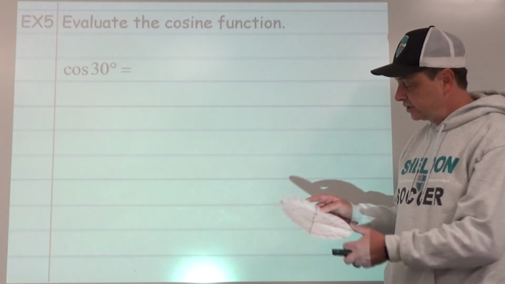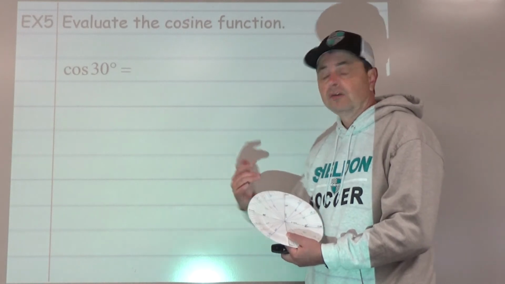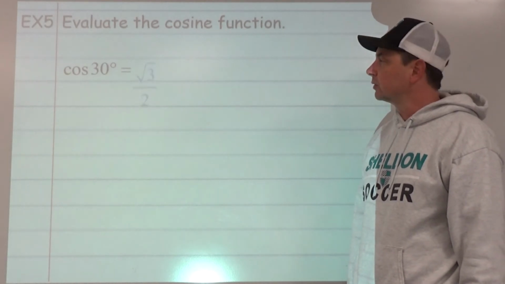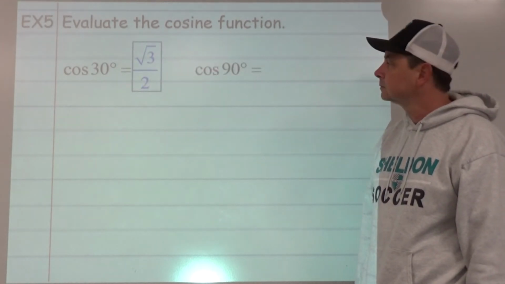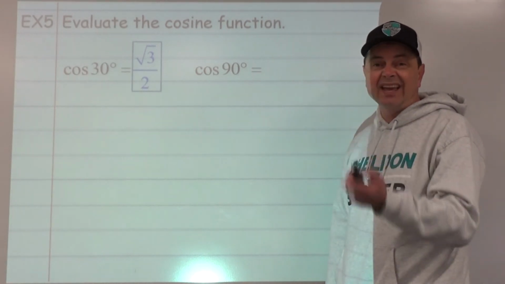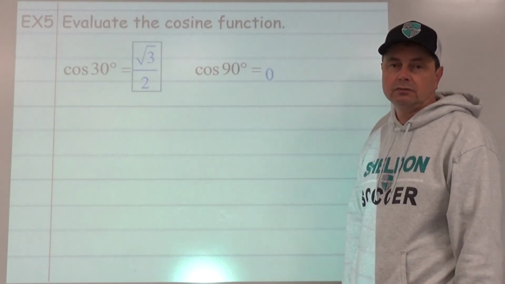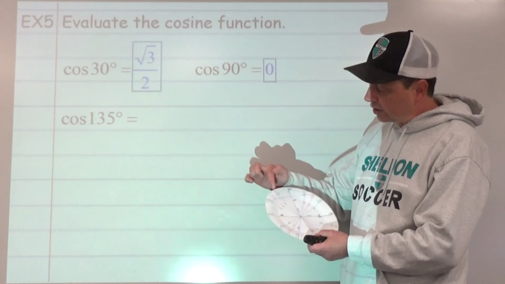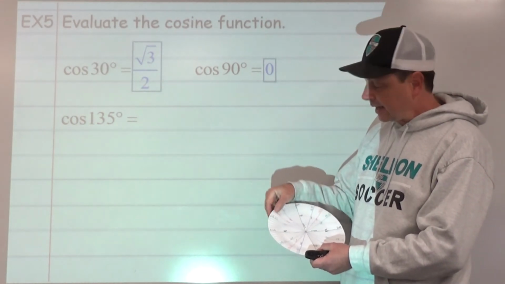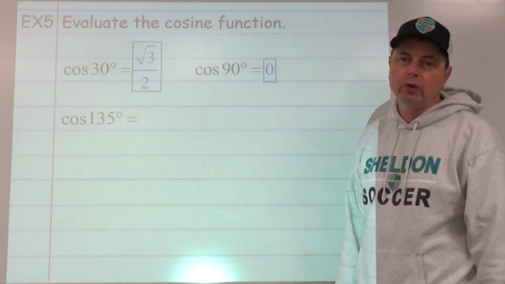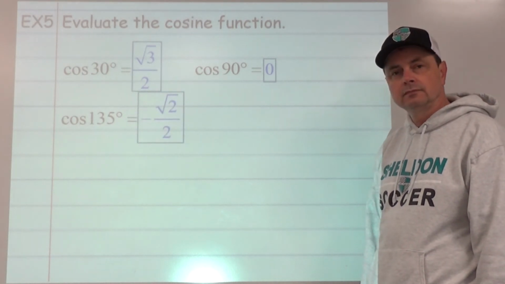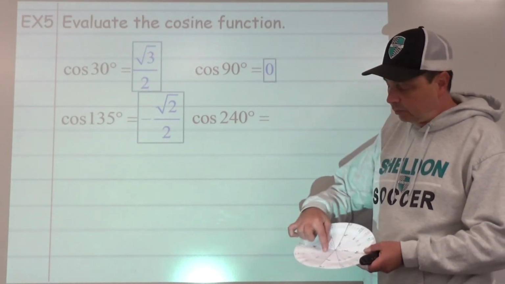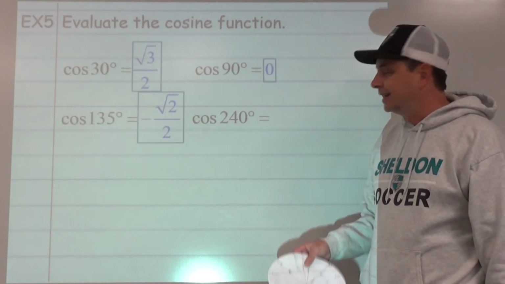Cosine of 30 degrees. We go back to our coordinates for our key angles. For 30 degrees, we're looking for the x coordinate. That's the square root of 3/2. 90 degrees, straight up, the x coordinate is 0. 135 degrees out in quadrant 2, straight diagonal, the x coordinate is negative square root of 2 over 2. 240 degrees, that's my blue line, x coordinate negative 1/2.